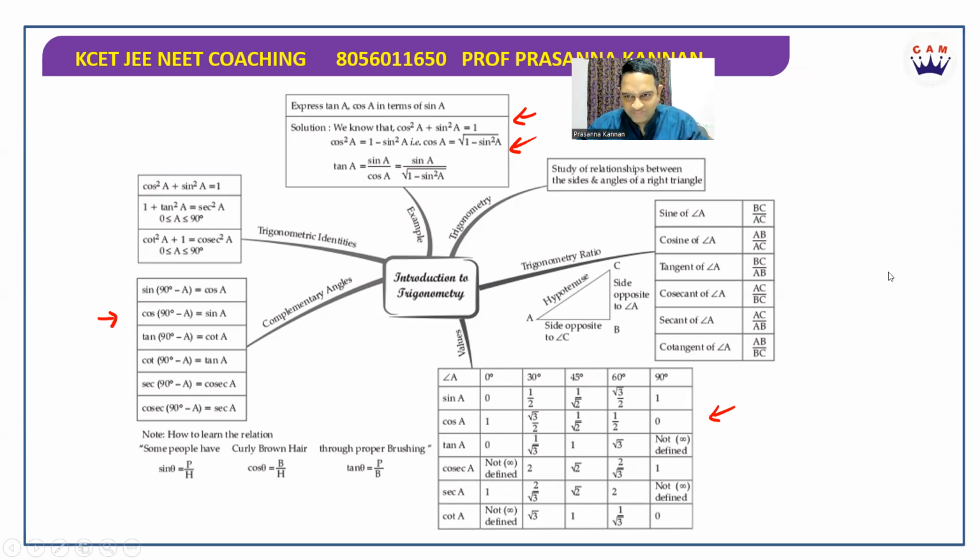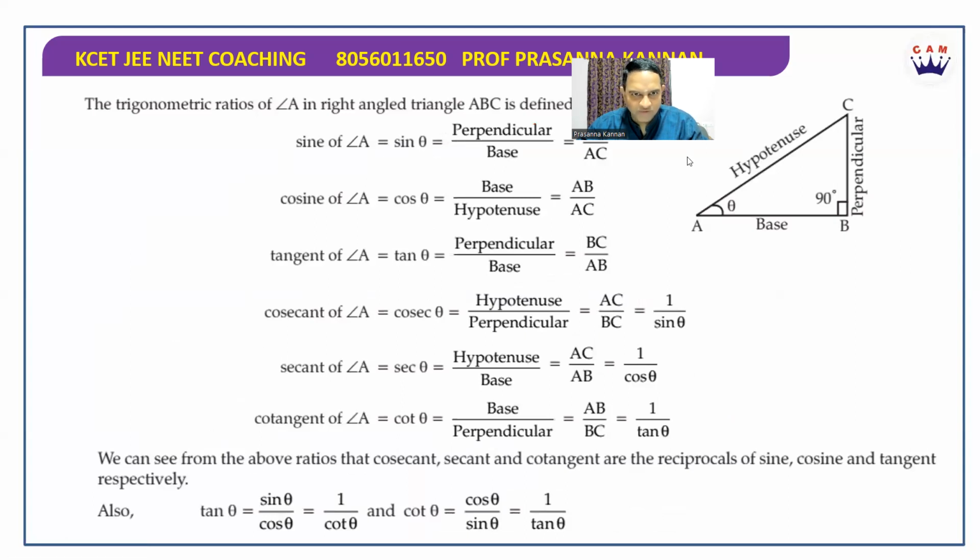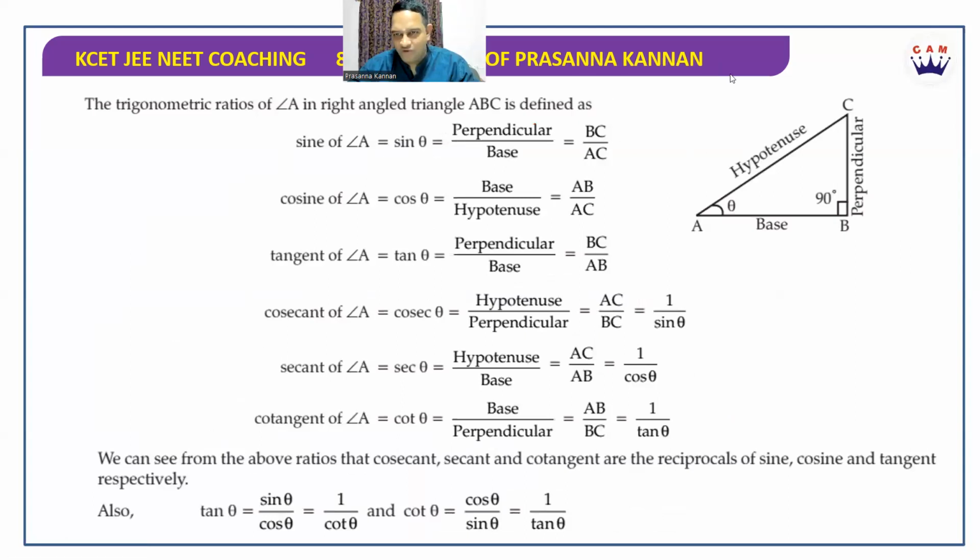So the first thing that you can learn is formula. So we have a right angle triangle ABC, which is right angled at B. The angle A is theta, let's say. Then how many trigonometric ratios we have? 6. What are they?